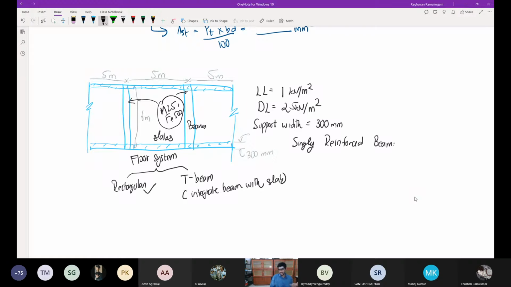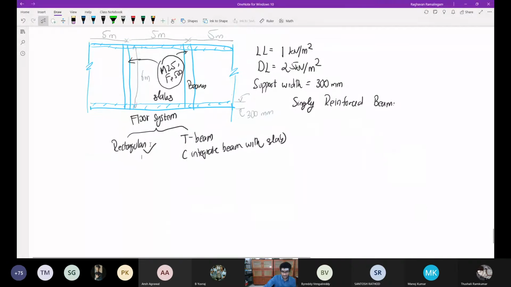Anyway, once we finish T-beam design and the slab design concepts, then we'll come back to this same floor system and we'll design the slab, and we'll also design the same beam as a T-beam, and then we'll compare it. Right now we'll just proceed with designing this as a rectangular beam.